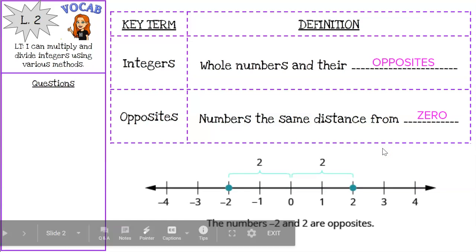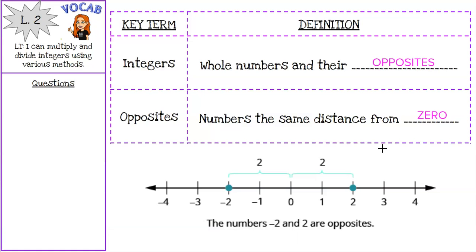Remember opposites: if they're the same distance from 0, that means if we jump 2 to the right, we get to positive 2. If we jump 2 to the left, we get to negative 2, which makes negative 2 and positive 2 opposites.